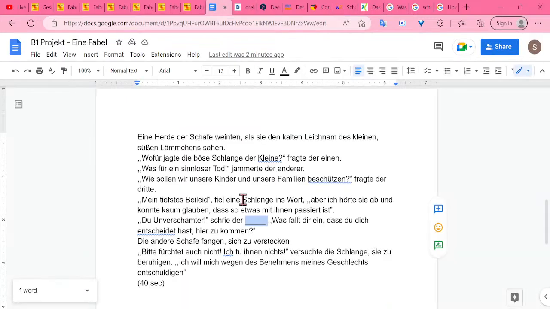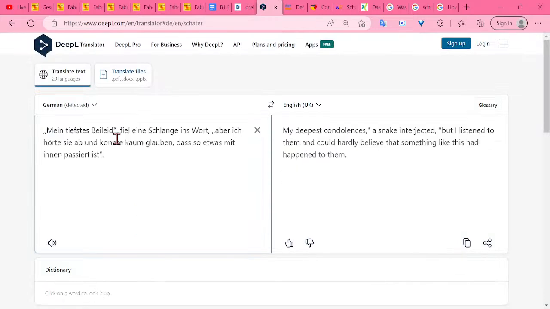Schreibt eine, this is the whole dialogue. Aber ich hörte sie ab und konnte kaum glauben, dass so etwas mit ihnen passiert ist. Du Unverschämter! Was fällt dir ein, dass du das geschrieben hast? Jetzt kommt das.